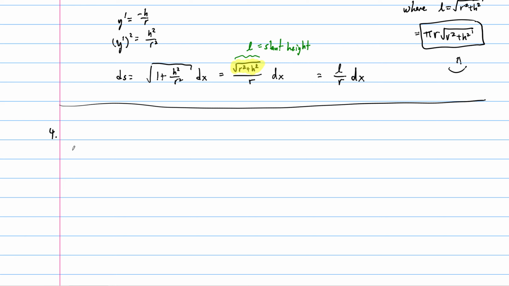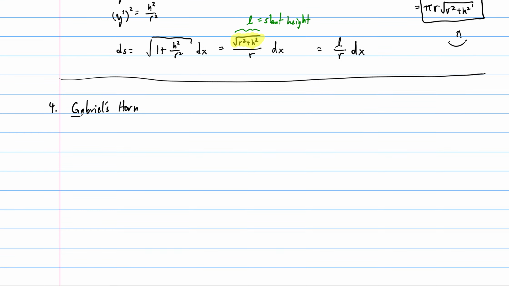This is number 4. This one's called Gabriel's horn. This is one of my favorites, so this is very exciting. So here's the setup. I'm going to build this so-called horn. Here's what we're going to do. I'm going to take the curve y equals 1 over x. That's a hyperbola, but I'm going to take it for x greater than or equal to 1. So that's a portion of a hyperbola that goes off to infinity.